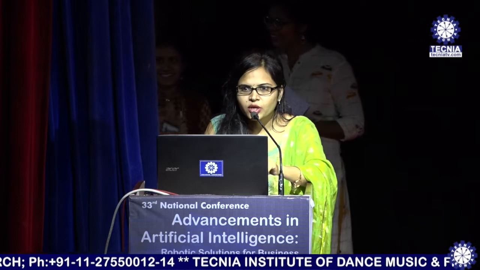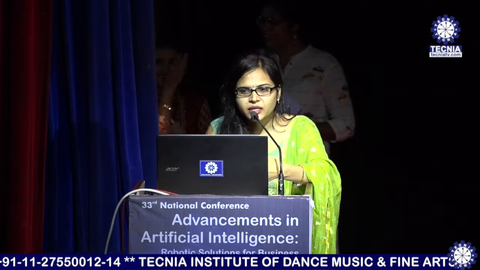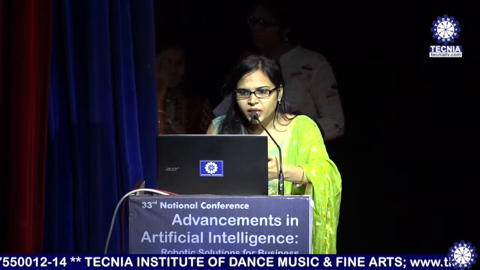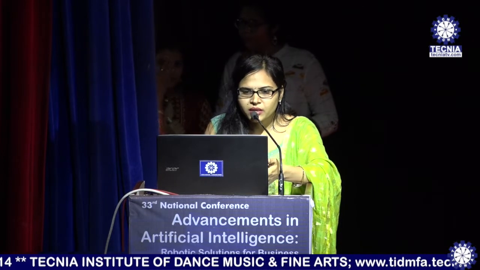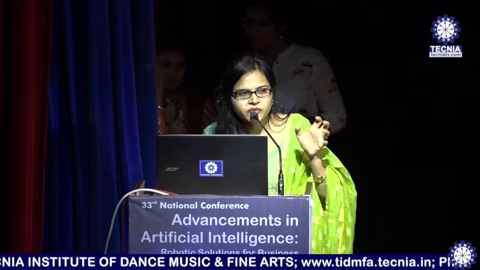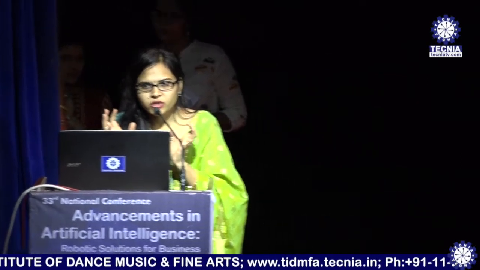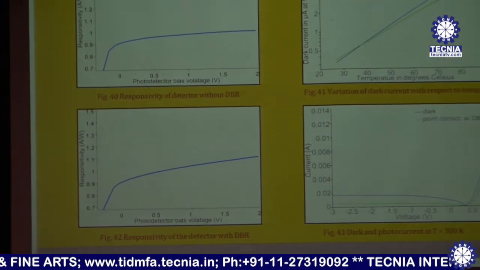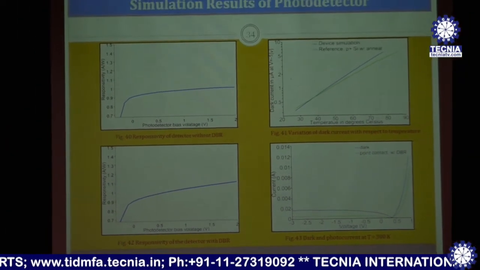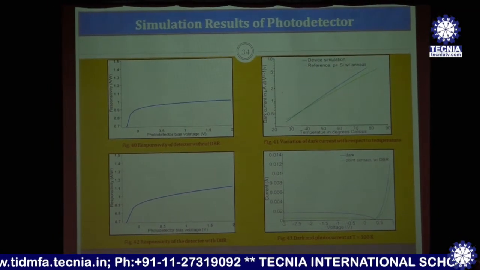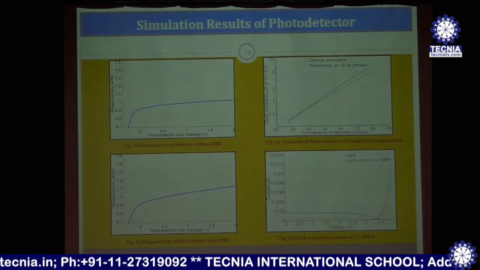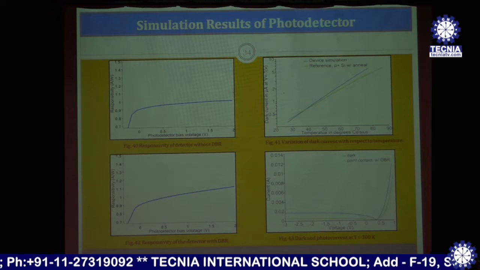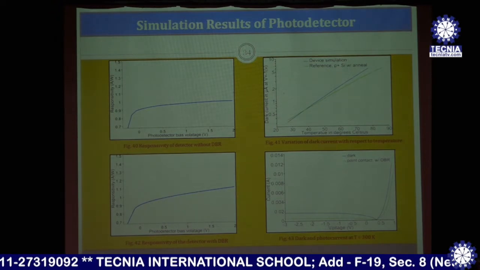Here the number of DBRs means the number of mirrors that I have taken. This is my mathematical result, and these are the responsivity results. Responsivity means how much of the transmitted light is received by the receiver. The maximum responsivity I have obtained is 1.1. You can see the graphs of responsivity in A per W, against power.